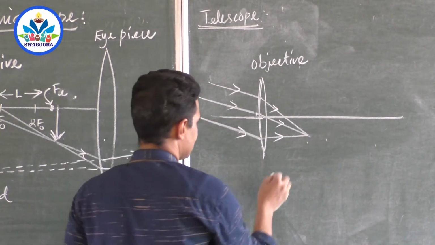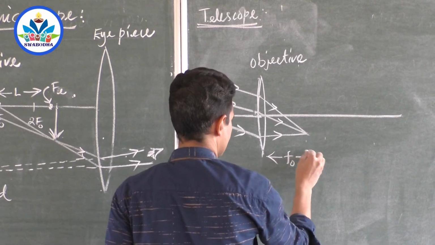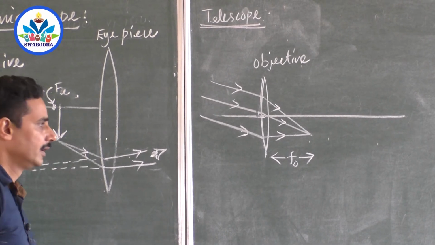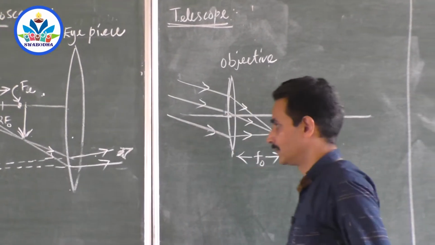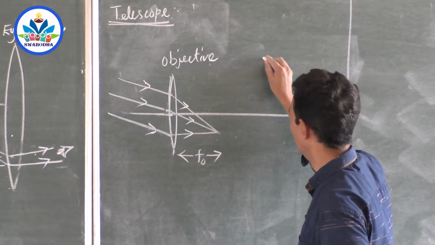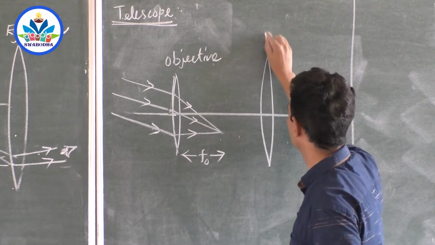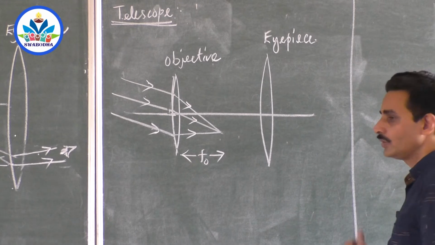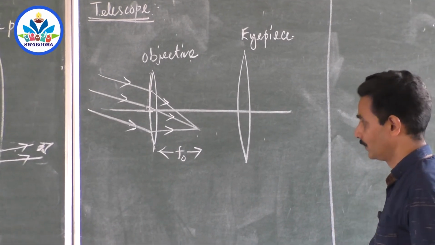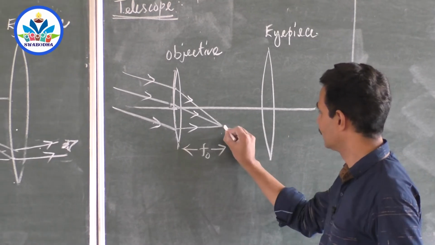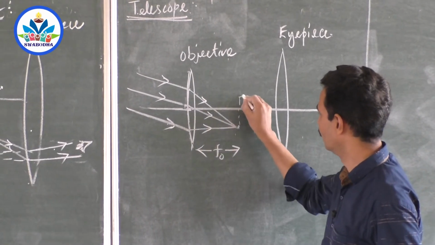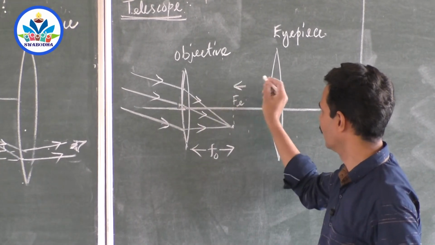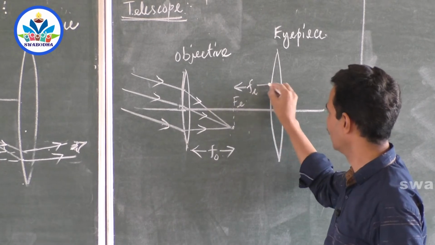Now, shall I call this distance the focal length of objective? Yes, it is the focal length of the objective. Now you have to take another lens. Which one? Eyepiece. So I will place the eyepiece here. How should I place the eyepiece? I should place the eyepiece in such a way that this point itself serves as the focus of eyepiece also. This is the focus of eyepiece as well as focus of objective. So focal length of eyepiece.